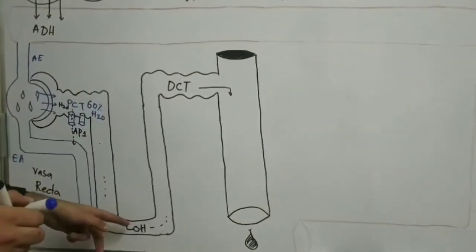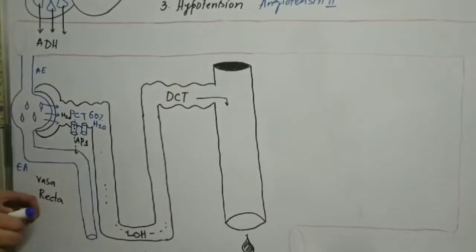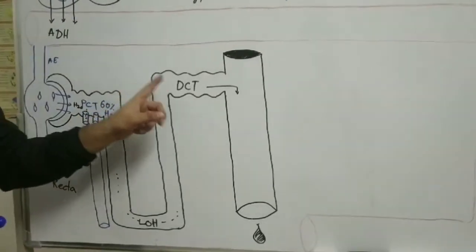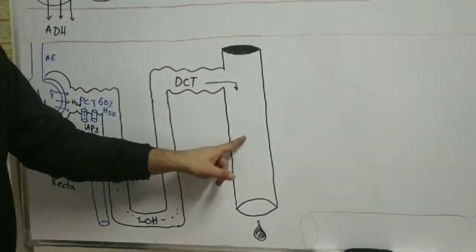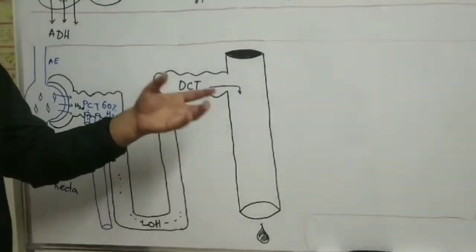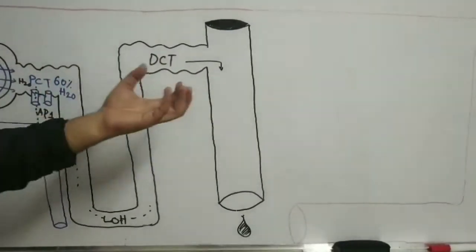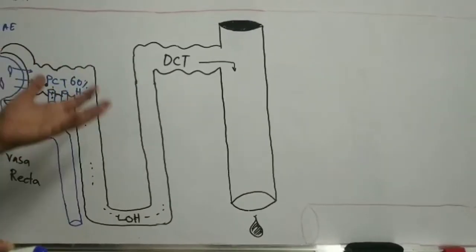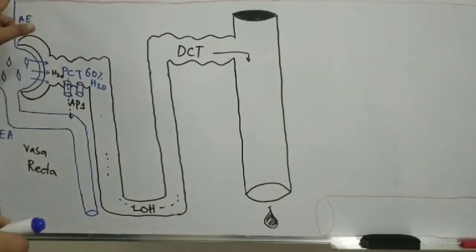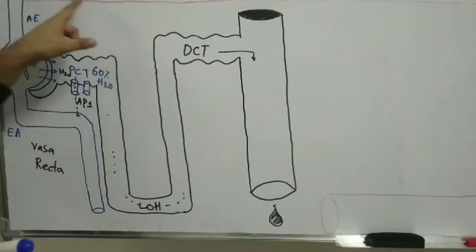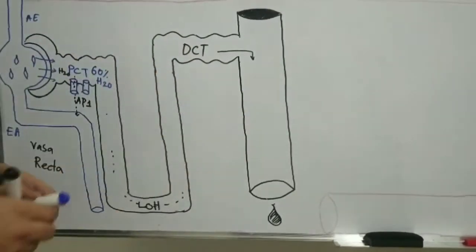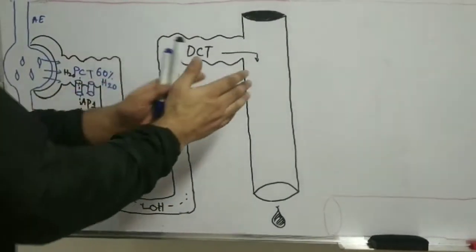But remember one thing: the loop of Henle is not responsible for reabsorbing the water back, but the distal convoluted tubule and the collecting duct are responsible for reabsorbing the water back. How it is reabsorbing or retaining the water into the blood, we will see. It is due to the action of the ADH, which is responsible for reabsorbing the water. I will show you here.